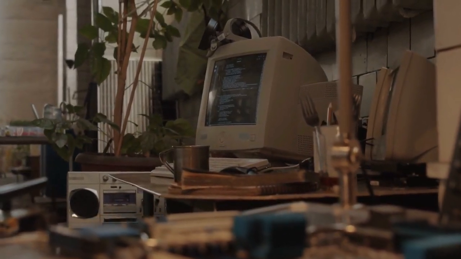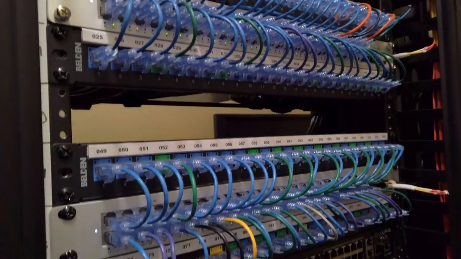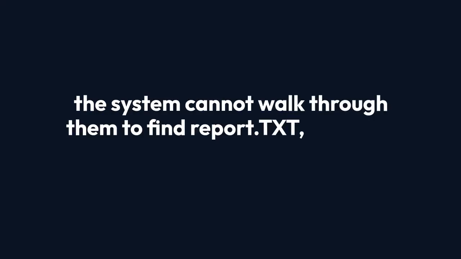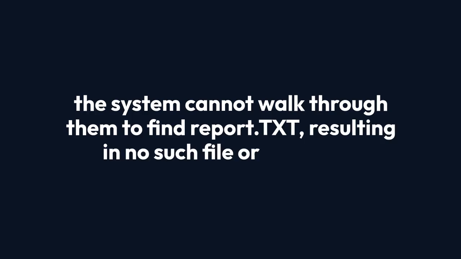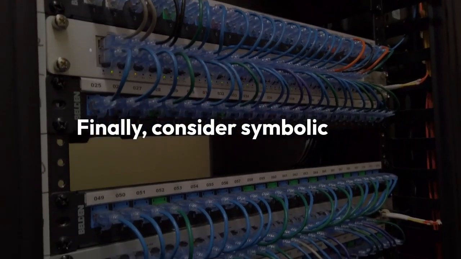/home, /home/user, and /home/user/documents. If any of these parent directories lack execute permission for your user, the system cannot walk through them to find report.txt, resulting in "no such file or directory." You can check parent directory permissions using ls -ld /path/to/parent.